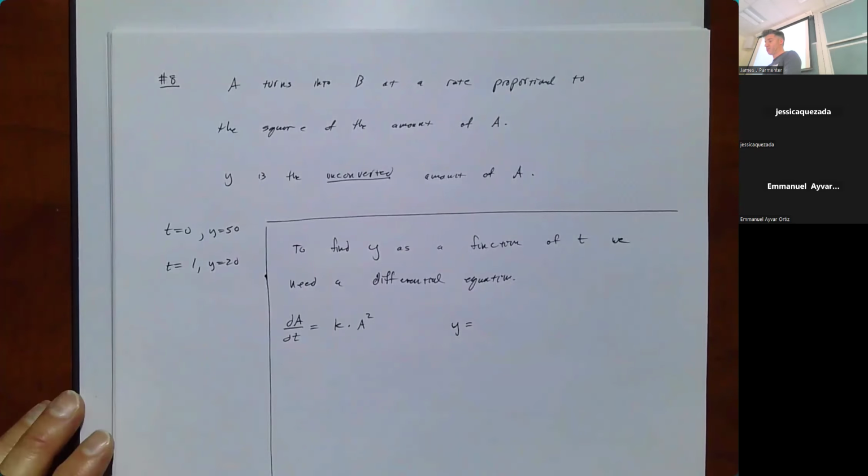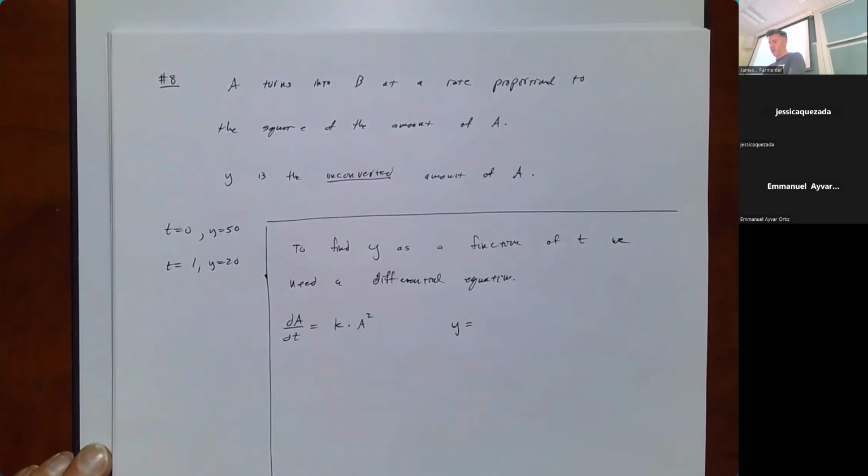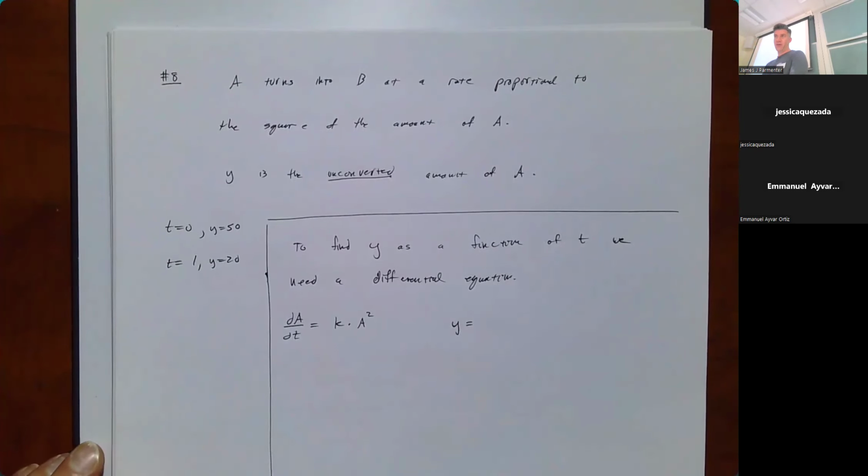Honestly, I don't really know. It's kind of funky. What I'm thinking is that at time equals 0, y equals 50, and the amount of A that has been converted into B is 0. So to me, it feels like A and B have to add to 50. Does that seem plausible? I think so, because we're starting off with 50, and they don't say that we're losing stuff. We're just saying one of them turns into the other.